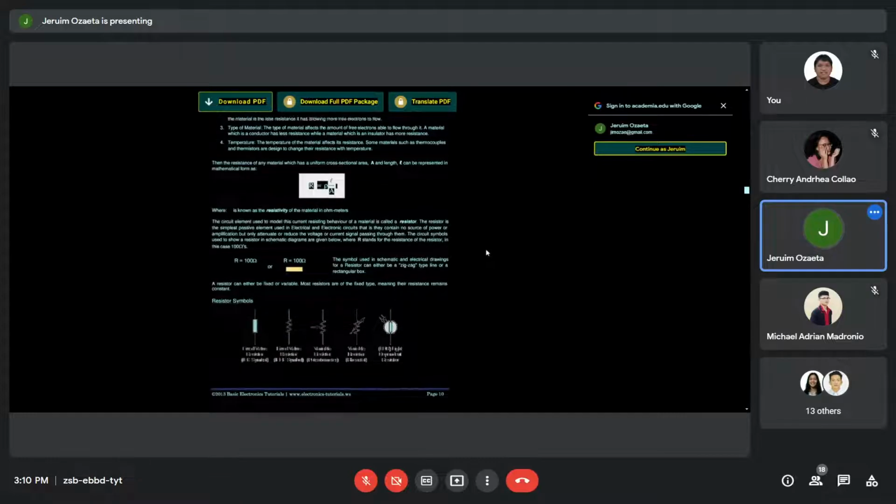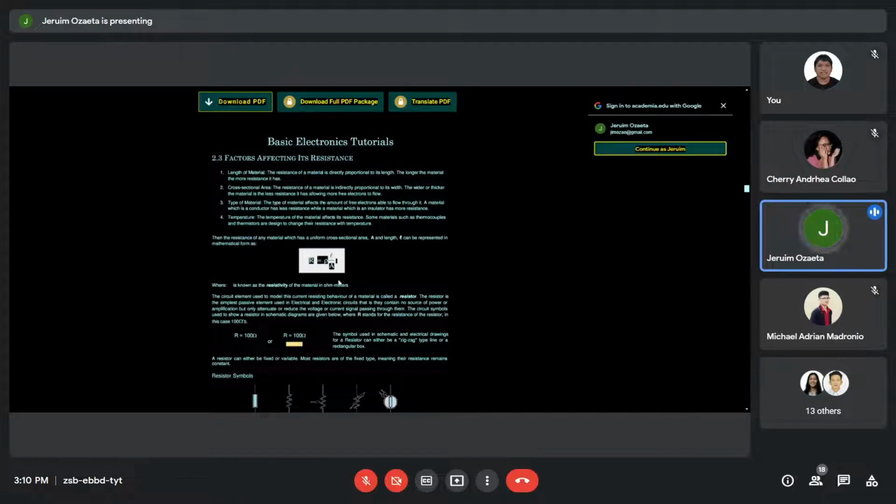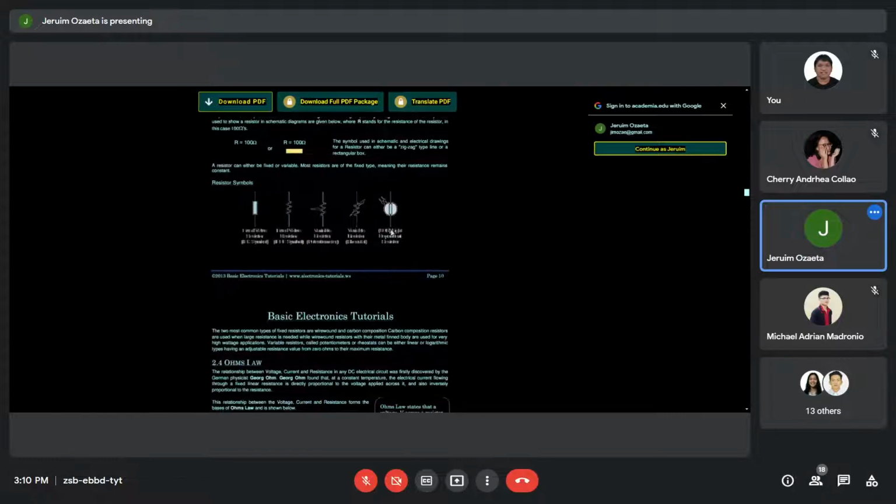Now, one of the important things when we talk about the conductor is the resistivity, rho. That is the characteristic resistance of the material. So the total resistance of the material is proportional to its resistivity and to the length, but inversely proportional to the area. The bigger the area, the higher the current, so the lower the resistance. So this is the symbol of the resistor.